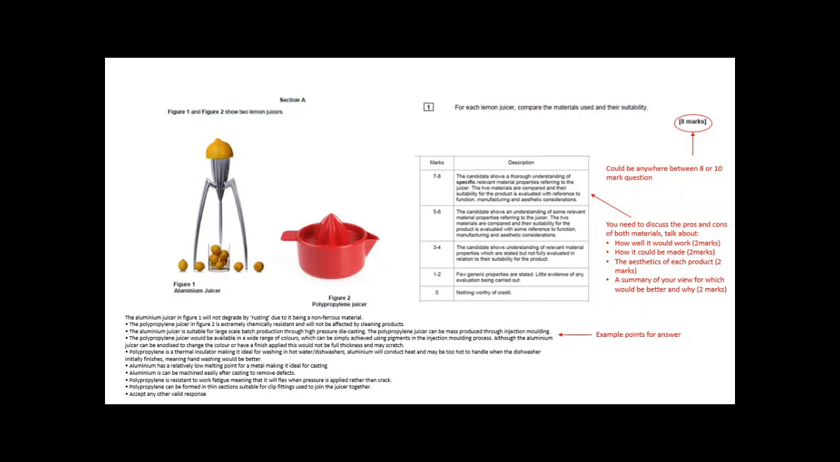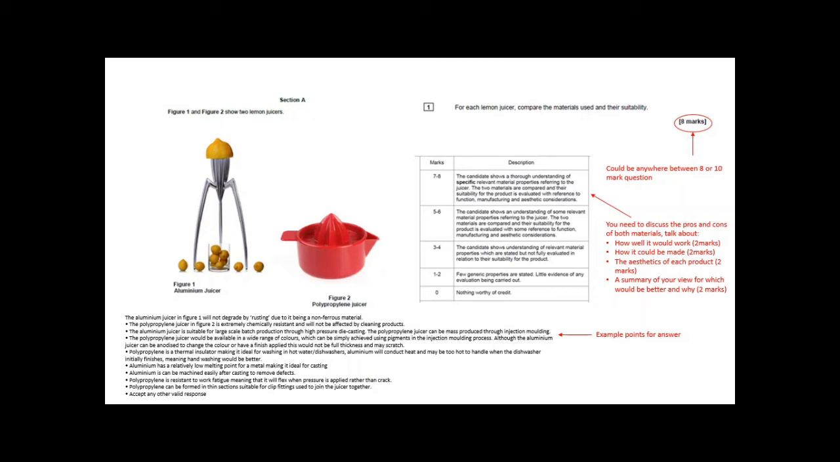So generally speaking, it wouldn't be. Polypropylene is a thermal insulator, which makes it ideal for washing in hot water dishwashers, whereas aluminium will conduct heat. So if you put it in the dishwasher or put it in hot water and you grab it afterwards, you'll burn your hand. So it conducts the heat too well.